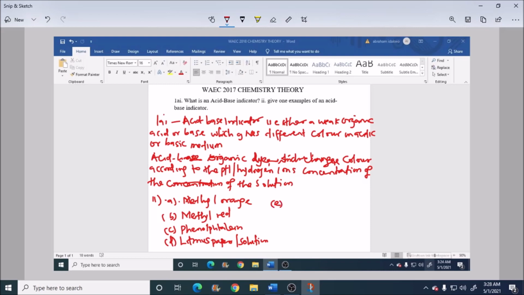Then another example of an indicator is methyl yellow. Then another example is bromothymol blue. So it's one of the examples of indicators. We can just pick any one out of the listed indicators above. Because we are asked to give only one example of an acid-base indicator, any one you choose out of these six is correct for the question asked.